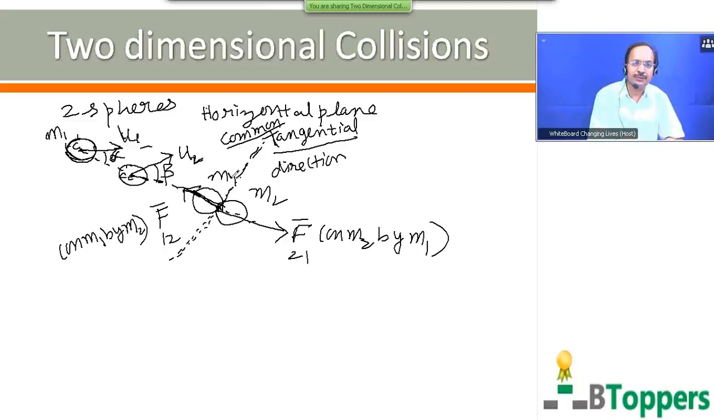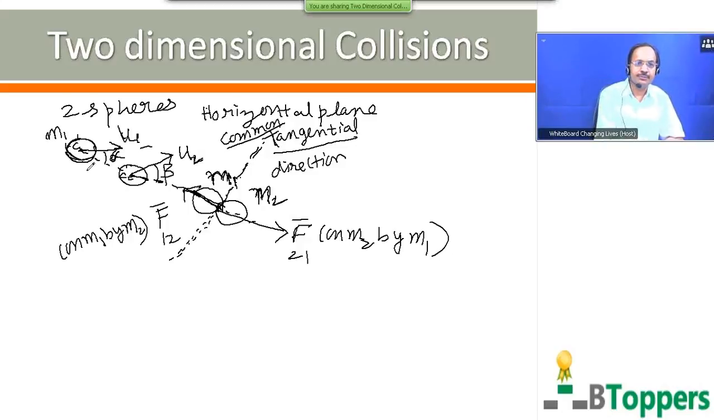Because the mass of each sphere is not changed, in the examples we are going to discuss in two-dimensional collisions, the mass of each sphere can be assumed to be constant. So if the mass of each sphere is constant, the momentum of each sphere in the tangential direction remains unchanged. Therefore, you can say that the velocity of each sphere in the common tangential direction remains unchanged.